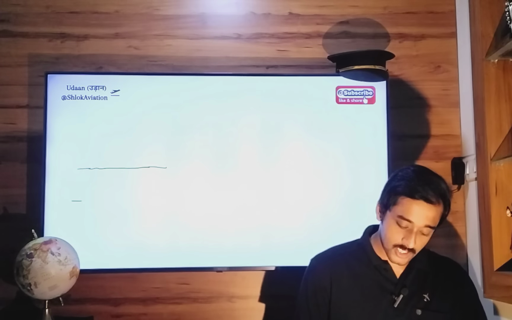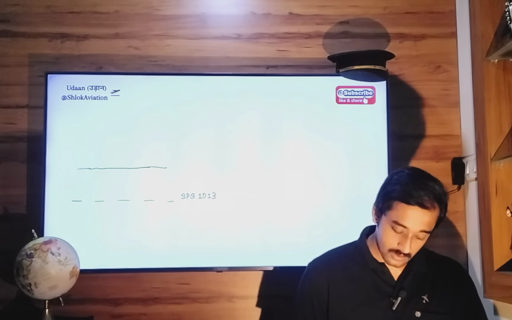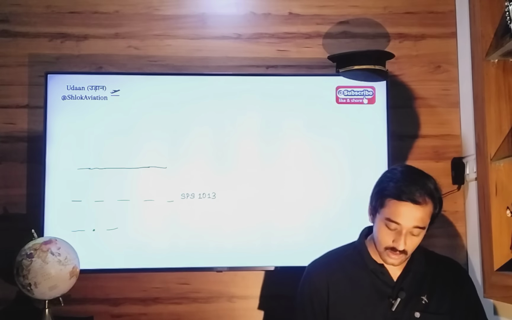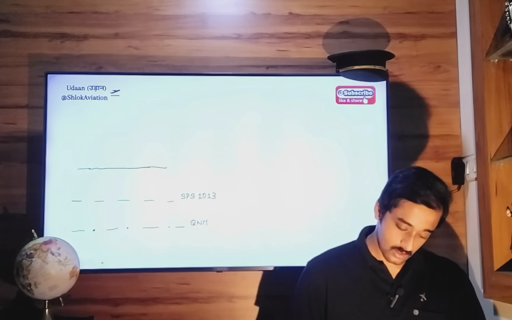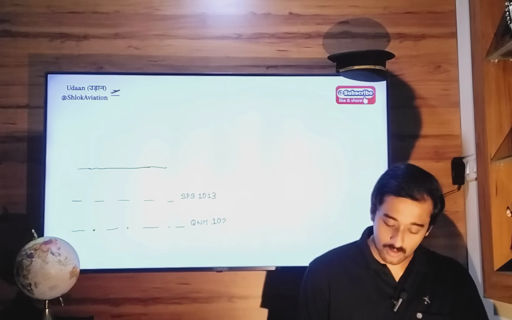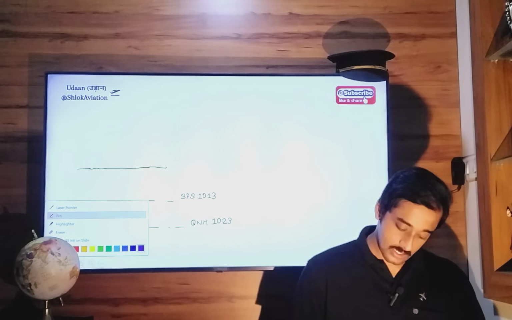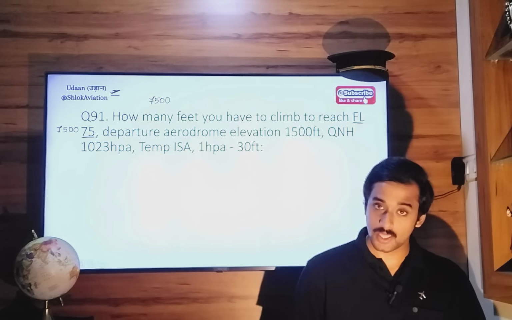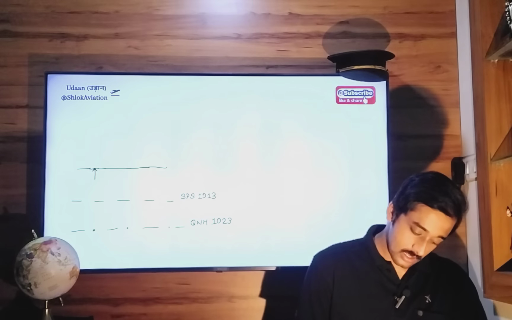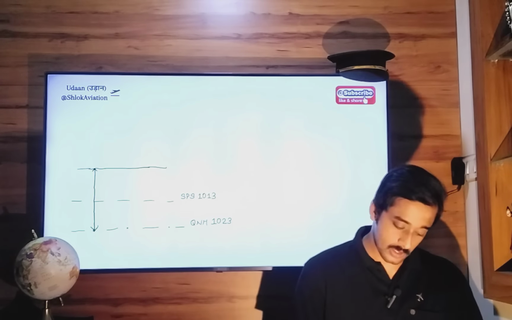This is your standard pressure setting 1013. This is your mean sea level QNH 1023. The elevation of airport, which is 1,500 feet, will be measured from QNH 1023.